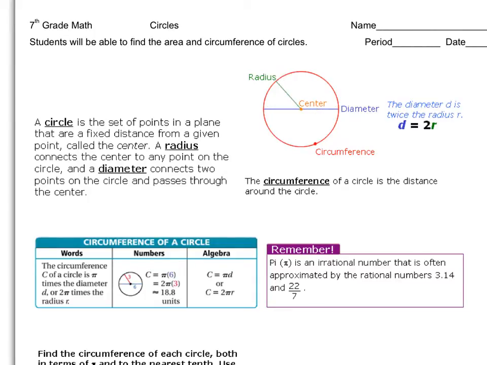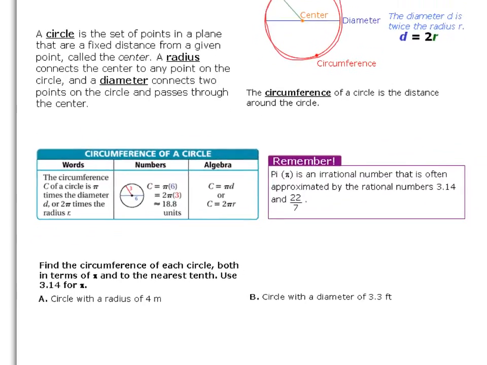Get rid of all those now. All right. So like it says, the diameter is twice the distance. So 2 radii make up a diameter. The circumference of a circle is the distance around the circle. So it's like this red line. It's all the way going around the circle. That's called the circumference. All right?